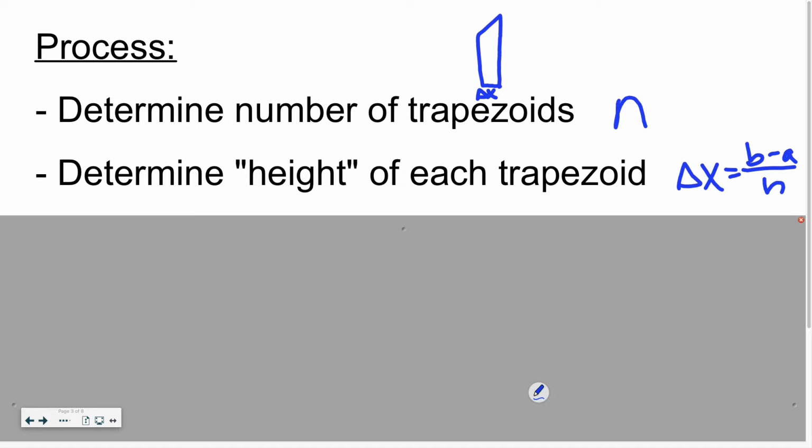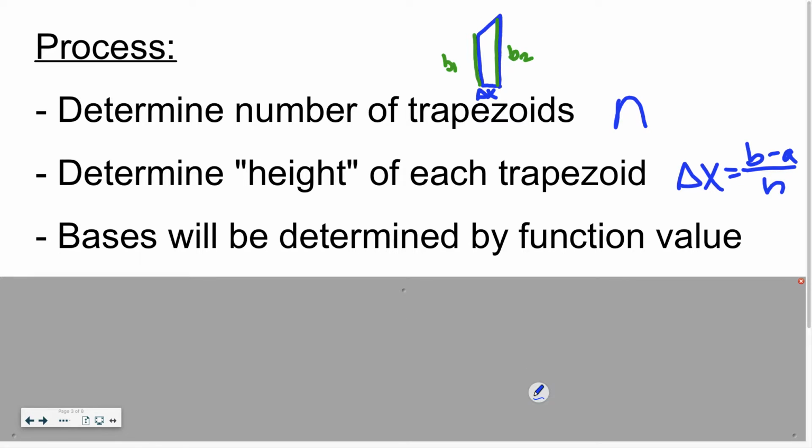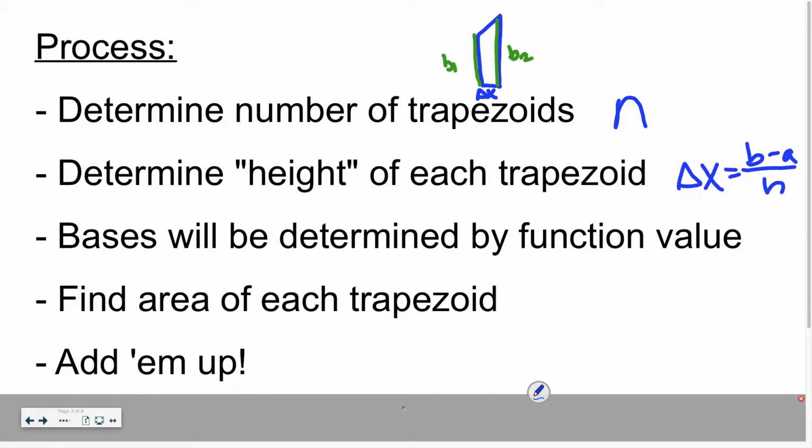Similar to how we did our rectangles for our bases. So this is what we would consider to be base 1. This is going to be base 2. Since this is fitting underneath of our curve, the function value is going to determine the bases for each of our trapezoids. Then we'll use that information to find the area and add all the areas together.